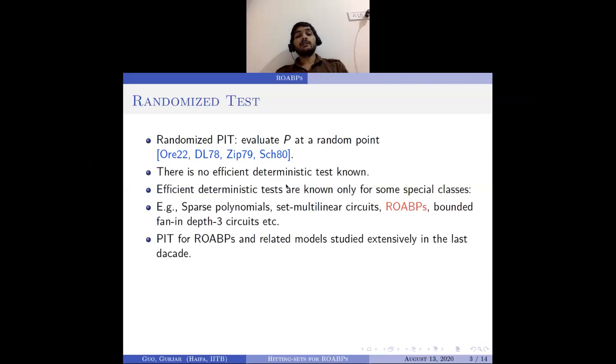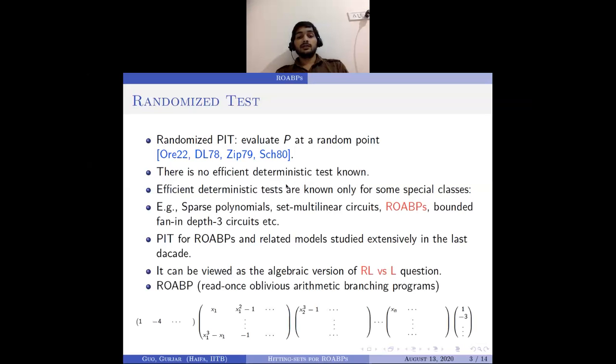So these ROABPs or read-once arithmetic branching programs, the PIT for this model has been extensively studied in the recent decade because it can be viewed as some kind of algebraic analog of pseudo-randomness for small space computation. In other words, this RL versus L question, and that's why it has generated a lot of interest. So let me try to explain what an ROABP is using an example.